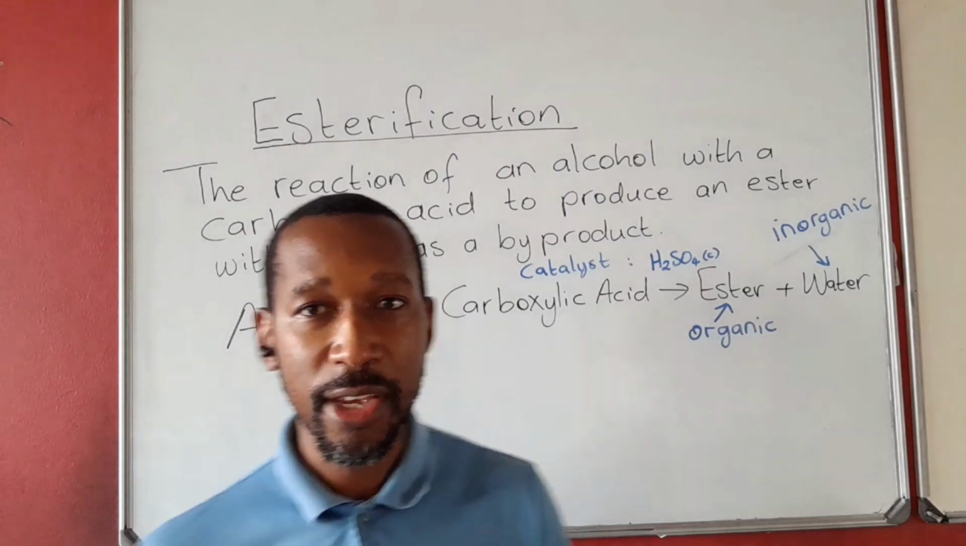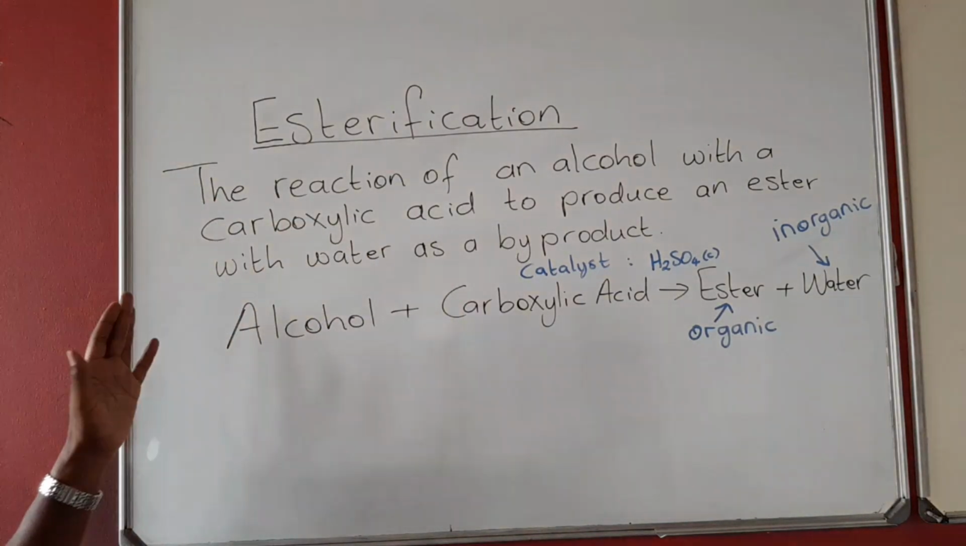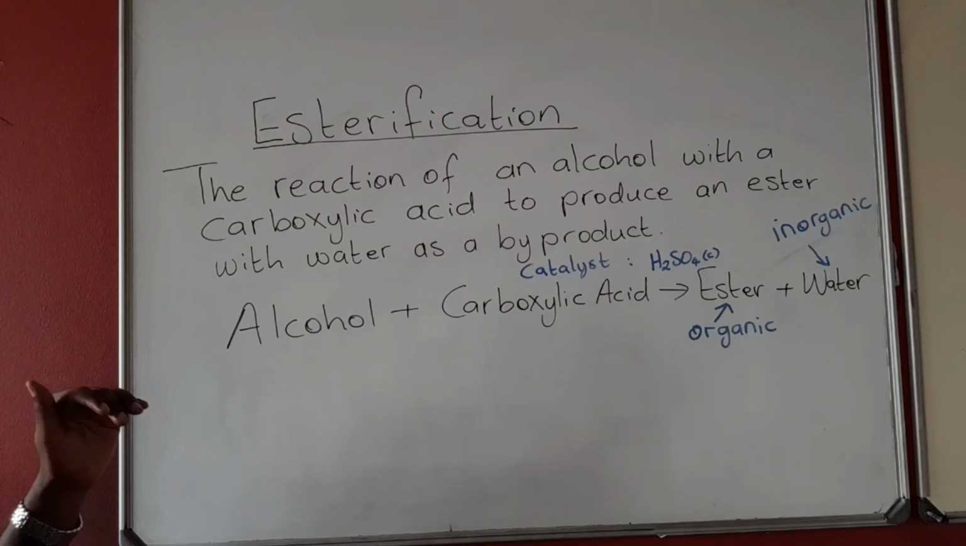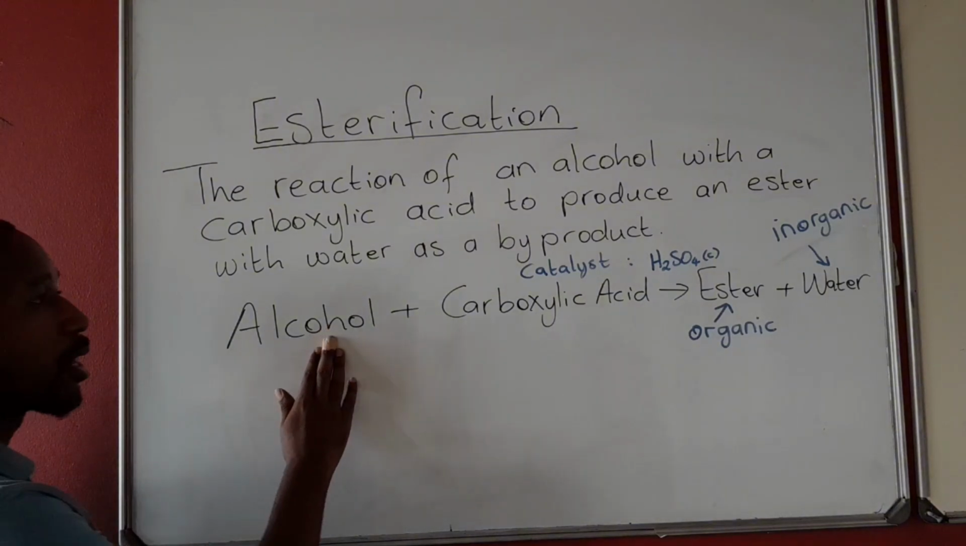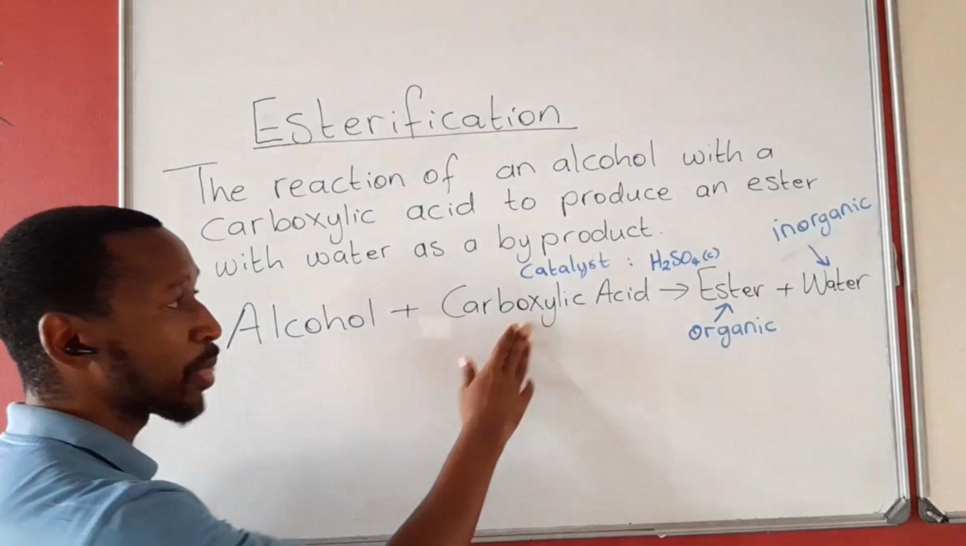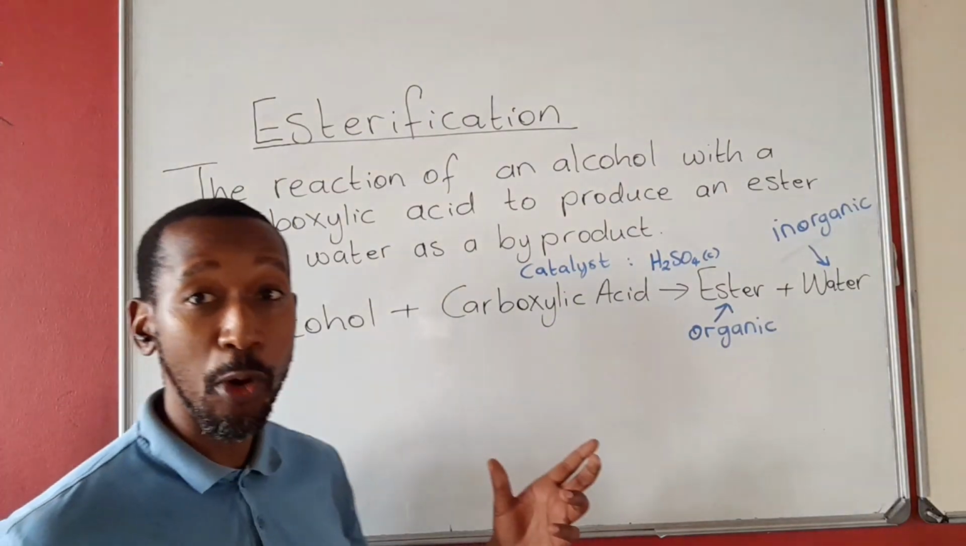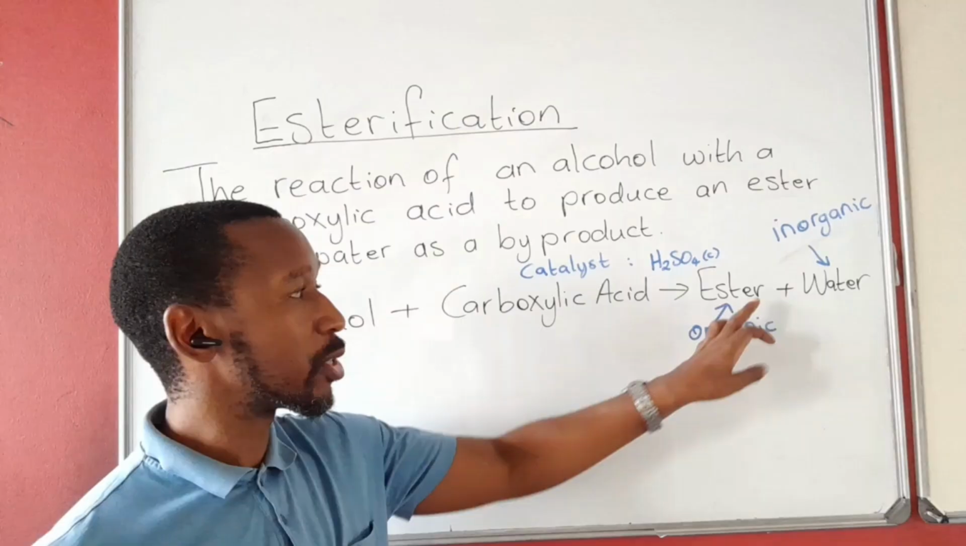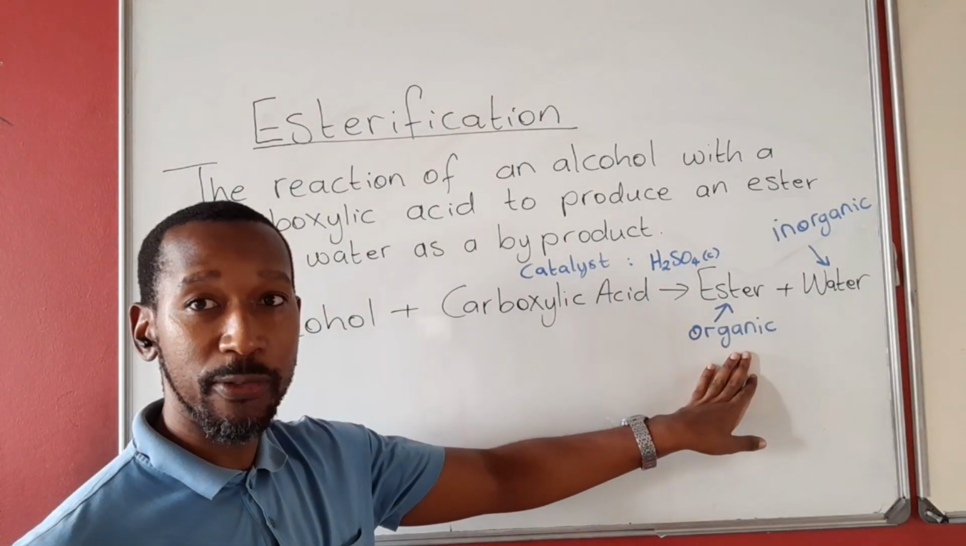Now, esterification is the reaction of an alcohol with a carboxylic acid to produce an ester with water as a byproduct. What do we mean? We mean when an alcohol reacts with a carboxylic acid, the products that are formed are an ester, which is the main organic part that we are looking for.